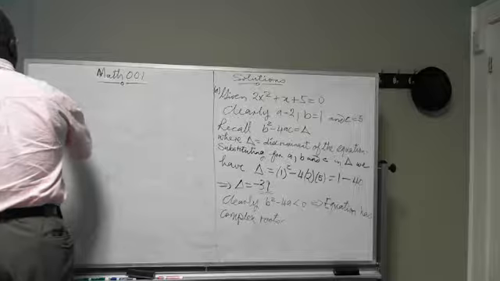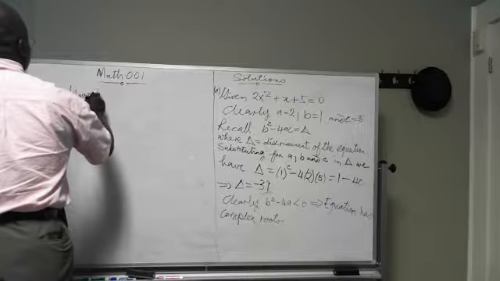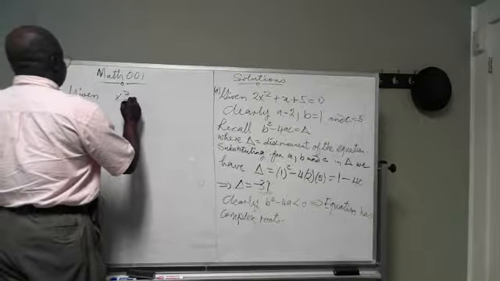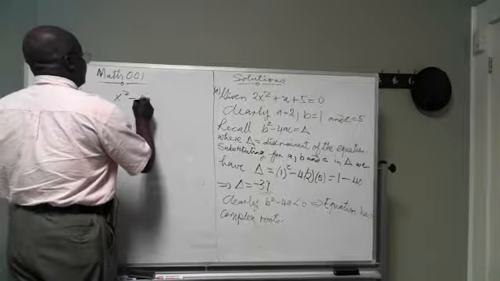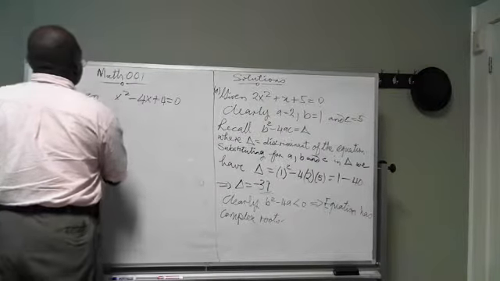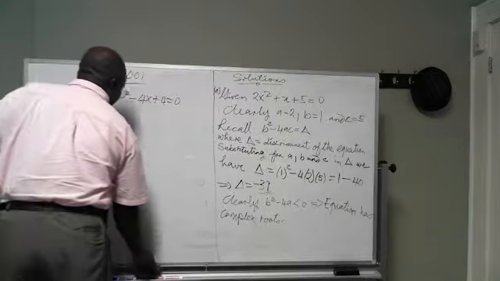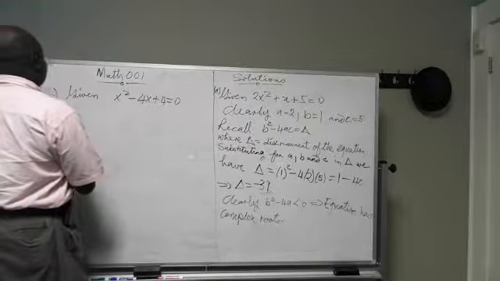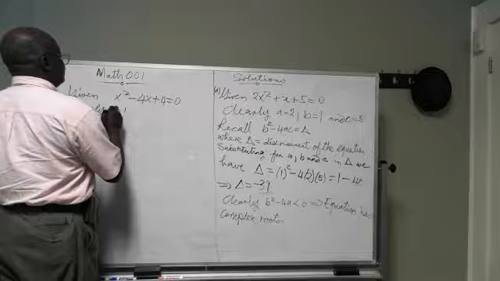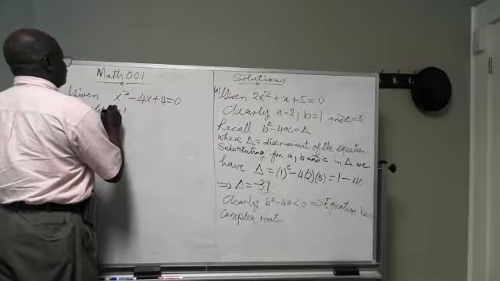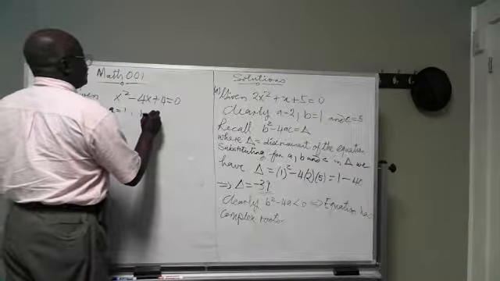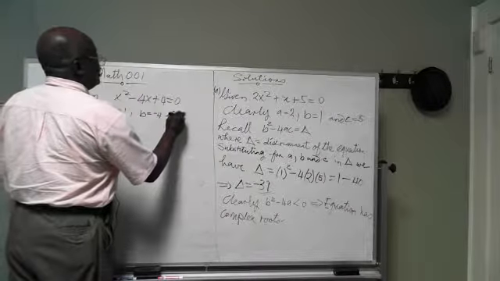B. Given x squared minus 4x plus 4 equals 0. Clearly, A equals 1, B equals minus 4, and C equals 4.